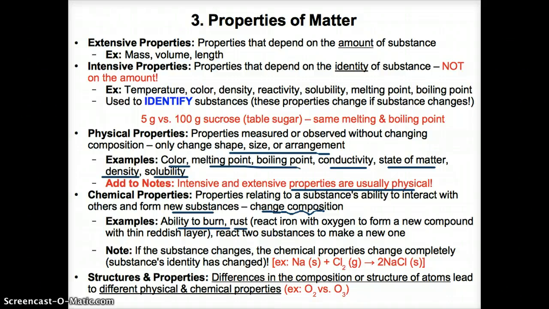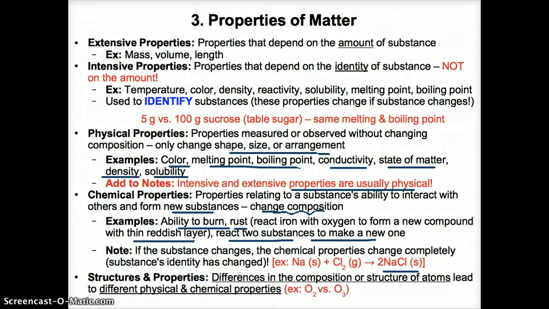Another example is an ability to rust. The element iron and oxygen react to form a new compound, iron oxide, with a thin reddish layer. So they're forming a new compound there. You started with two elements, iron and oxygen, and you're forming a compound at the end that's a completely new substance, iron oxide. And finally, the ability to react two substances to form a new one. For example here, the metal element sodium and the non-metal element chlorine gas will react to form sodium chloride or table salt in solid form.